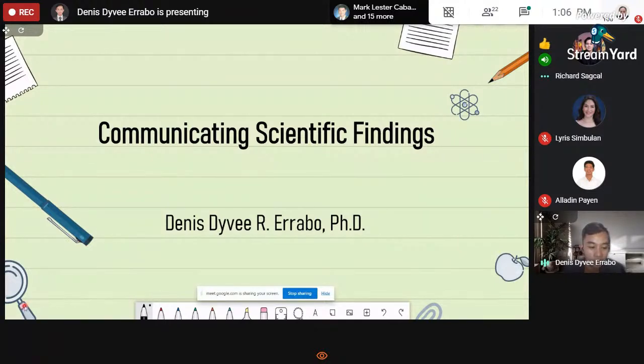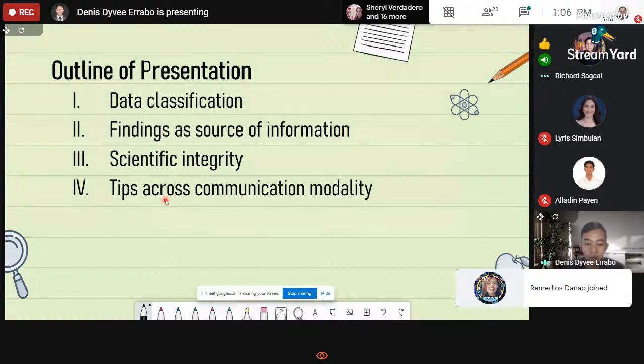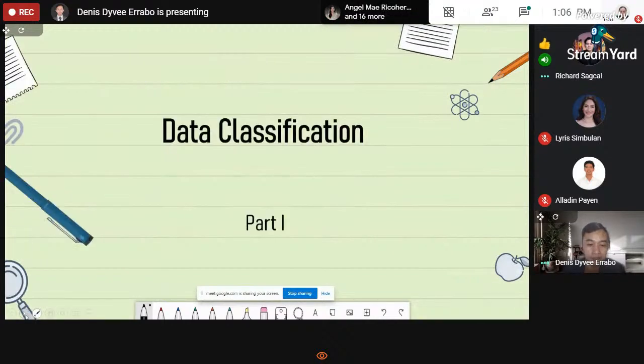For this presentation, I'm going to talk about the different data classifications, findings as a source of information, a little discussion on scientific integrity, and let me also share with you some of the tips that I personally utilize when I communicate my research. These tips could be applicable across different communication modalities. So let's begin with data classification.